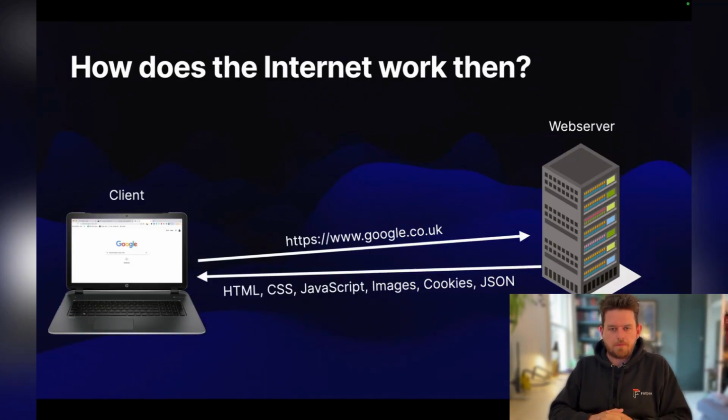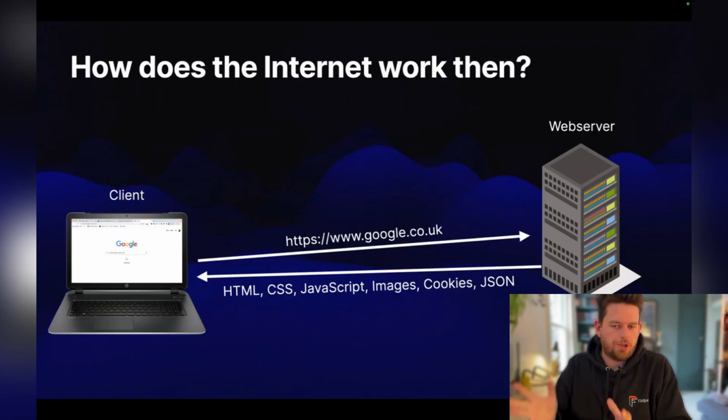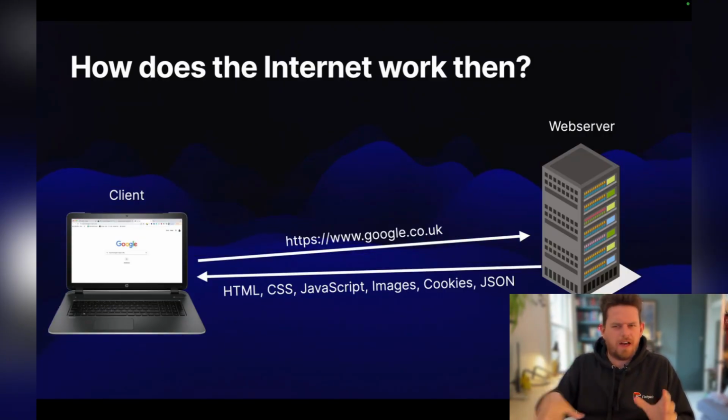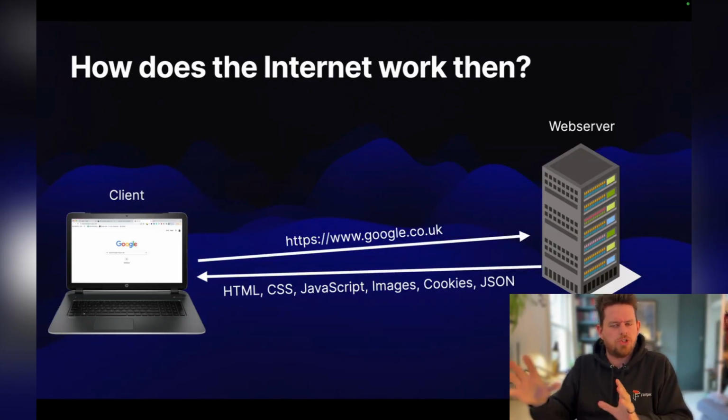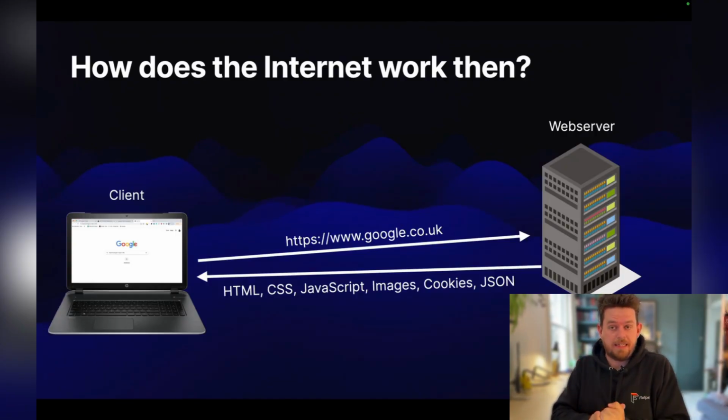So what happens is a client, a web browser, might say, hey, I want the Google homepage. I want to go to https://www.google.co.uk or google.com, wherever you are in the world. This goes via something called a domain name server, but essentially it goes to Google's servers that are in a data center somewhere, hopefully near the city that you're in.